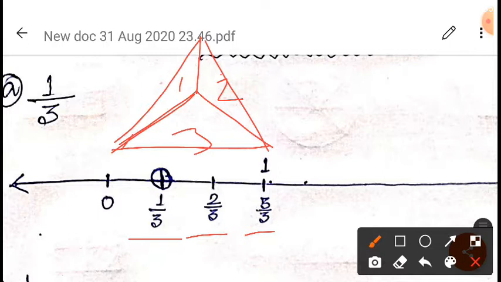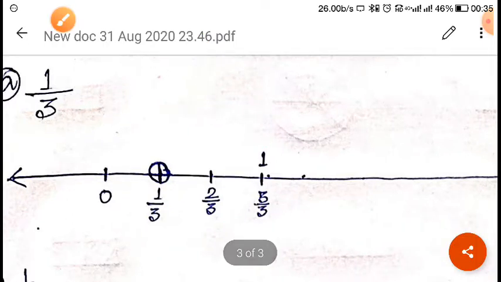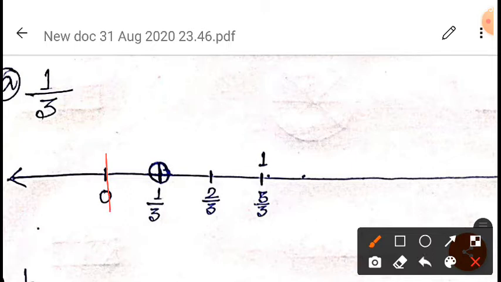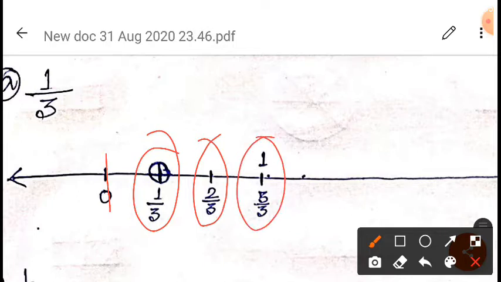So if we are asked to represent this on a number line, how will we represent it? We will represent it like this. You can see here, first of all we will start with 0, and next will be 1 by 3, then another will be 2 by 3, another will be 3 by 3. In 3 by 3 we will get 1. After that we will have another 3 by 3, here we will have 2. In this way it will continue.